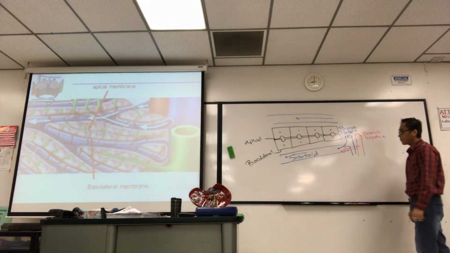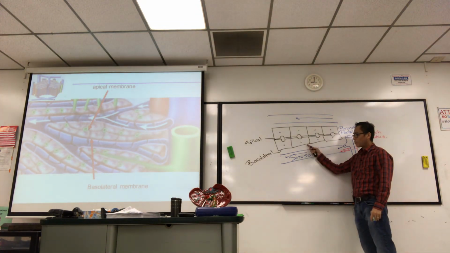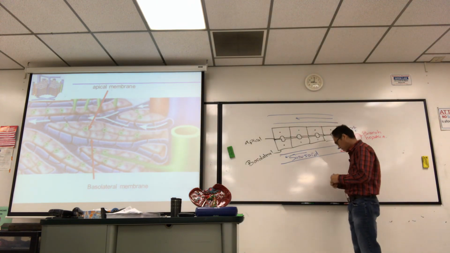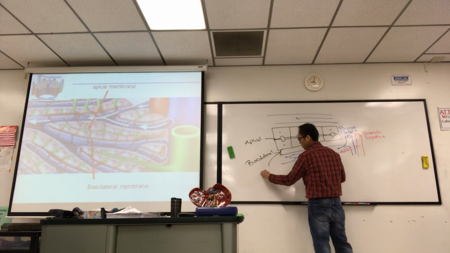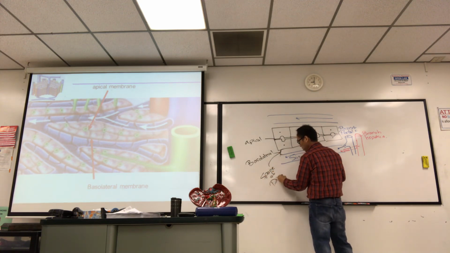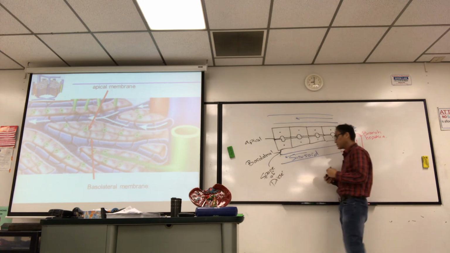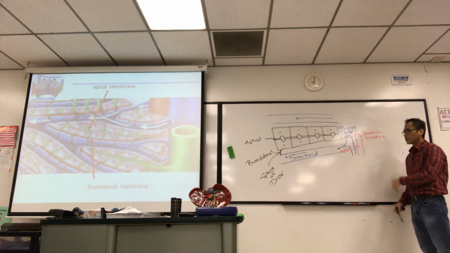Notice there's even a gap between the basolateral membrane and the sinusoid. And even the gap has a name. It's called the space of Disse. I'm sure there's some significance to the space, the gap. Just know what it's called.